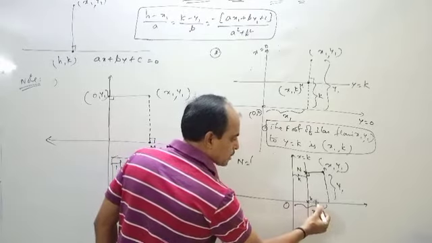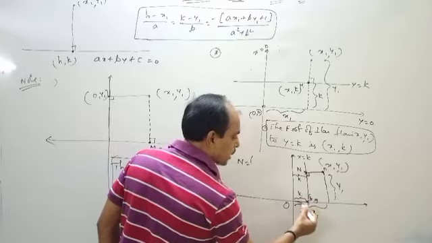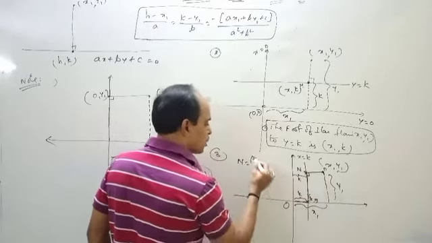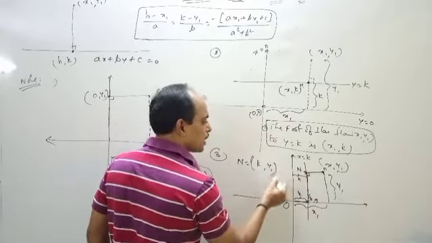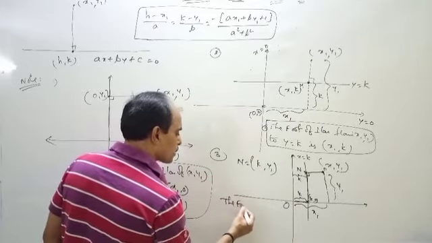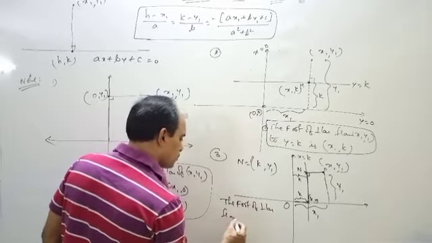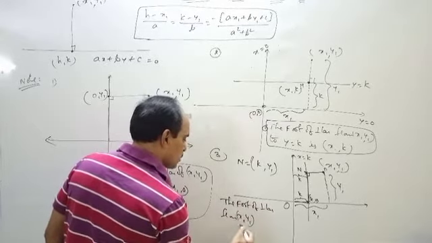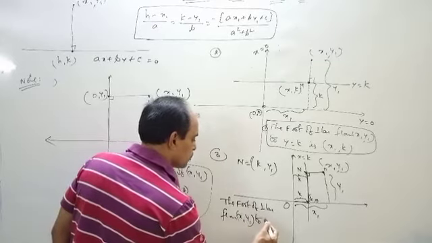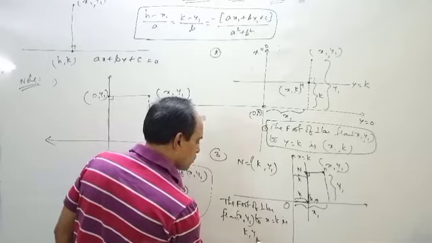Now this point is equal to k comma 0. And that means this is equal to k and this is y1. Now the point N is equal to k comma y1. Okay? Now the foot of perpendicular from x1 y1 to x is equal to k is k comma y1.